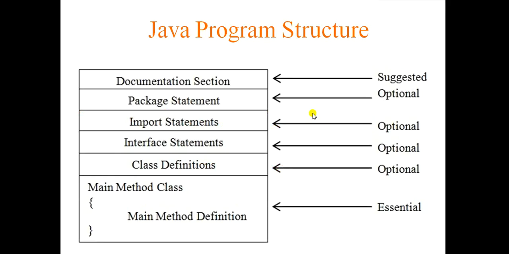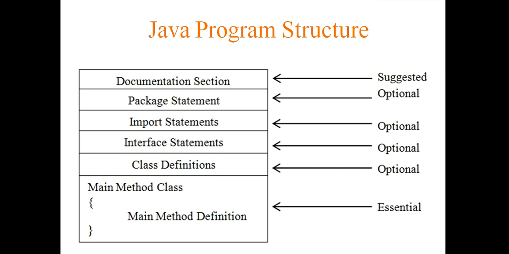Java program structure. A Java program consists of different parts. Some of them are mandatory, but some are optional. The optional parts or optional sections can be excluded from the program depending upon the requirements of the programmer. So we'll understand why we need these many parts or what is the purpose of using them.